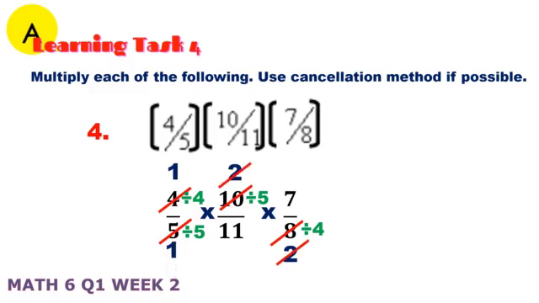You can cancel also 2. So the remaining numerators, 1 and 7. 1 times 7 equals 7. 1 times 11 equals 11. So the answer is 7 over 11.